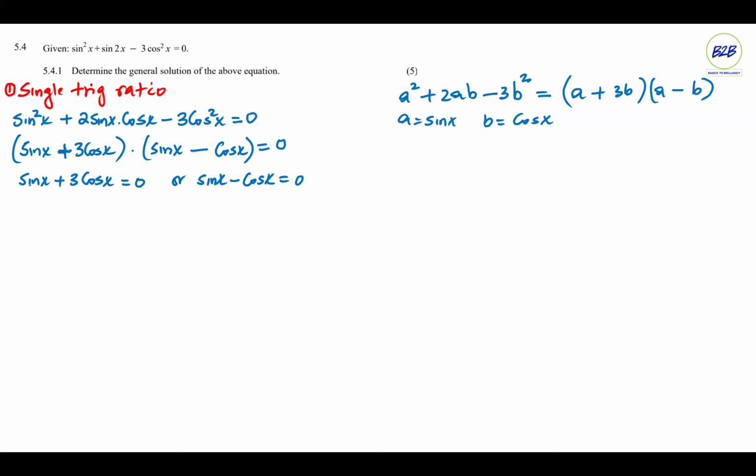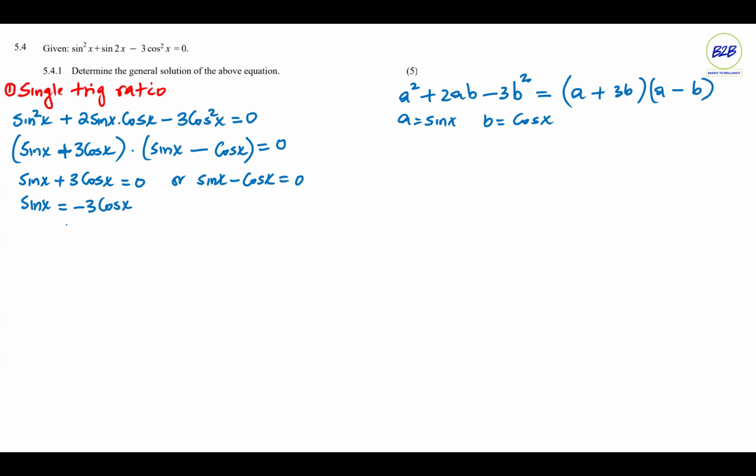Right. Now let us continue. We will keep the sine x in the first equation. Then we take the 3 cos x, which is positive on our left-hand side, and take it to the other side of the equation. It becomes, therefore, negative 3 cos x.